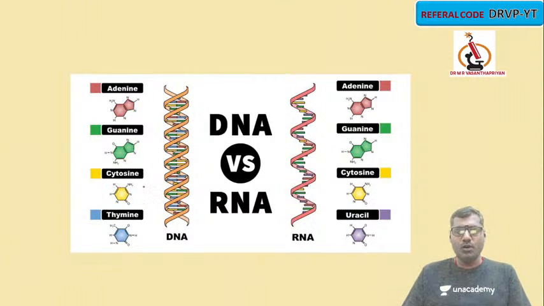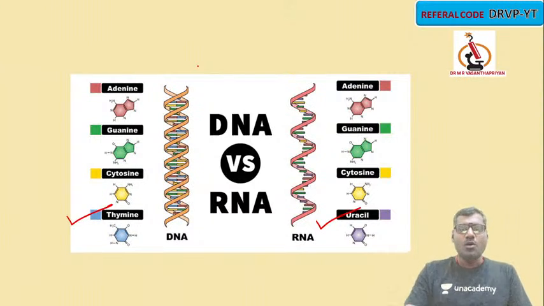Now we already know the basic point: DNA and RNA are differentiated in one nucleotide. Thymine is taken for the DNA, and it is replaced by uracil in the RNA. Okay, right. Now this is the base to be taken for the classification.